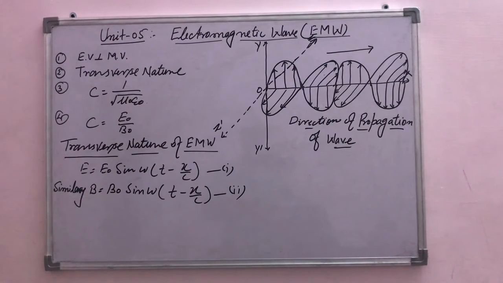What are the origins of such waves? Number one is gamma rays. Gamma rays are originated by the nucleus of the element, so we can say it is nuclear originated. Number two, X-rays. X-rays are atomic originated. Number three, ultraviolet rays. Ultraviolet rays are produced by the arc of mercury and iron. Arc means just like a spark. So arc of mercury and iron.